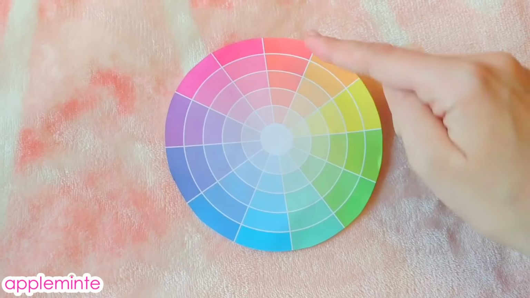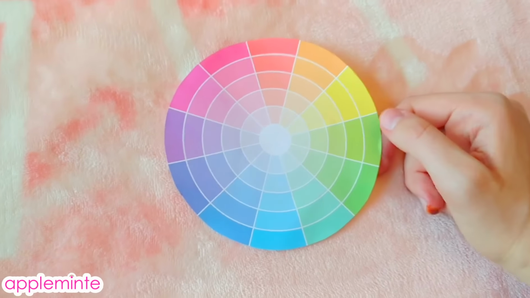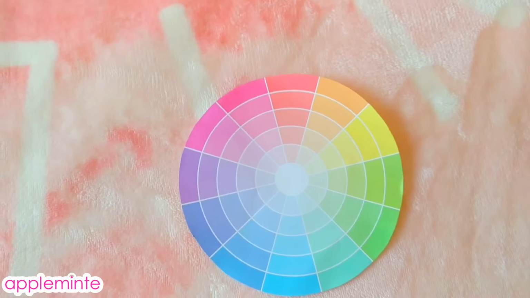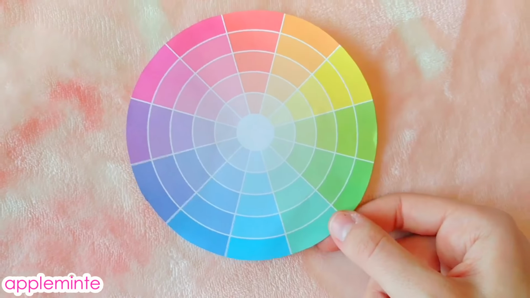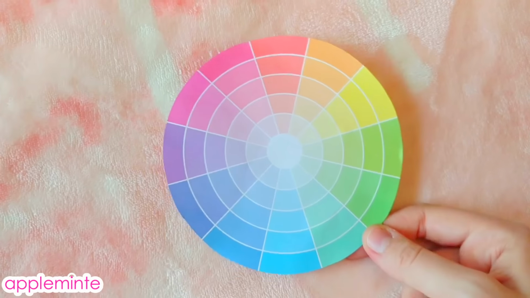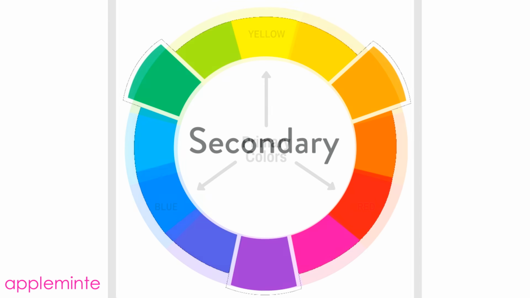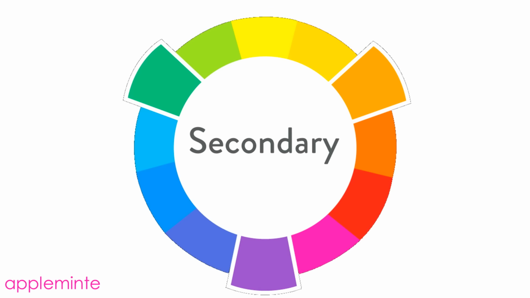I printed this one out from Google, and it's a good place to start because it lets you see all the colors next to each other and across from each other on the color wheel. So just as for the basics of color, there's the primary colors, which is red, yellow, and blue. And then there's the secondary colors, which are made up of the primary colors, orange, green, and purple.